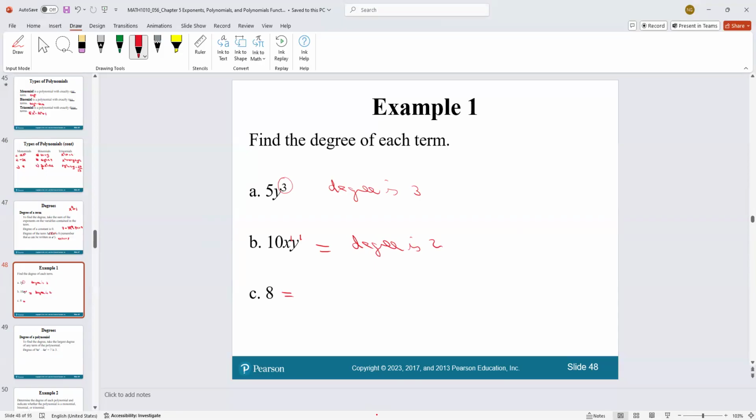What is the degree of that term? Because it's simply a constant term, the degree is 0.